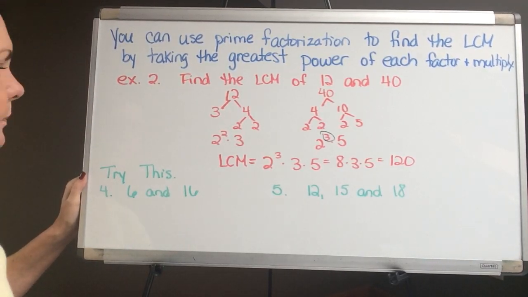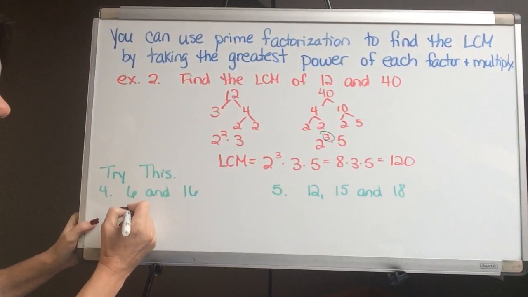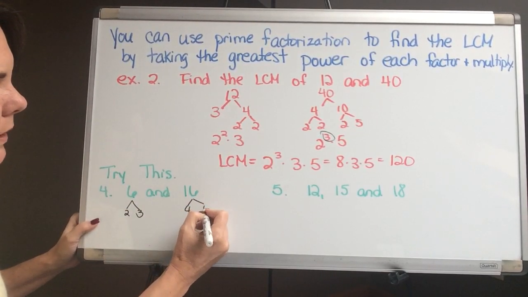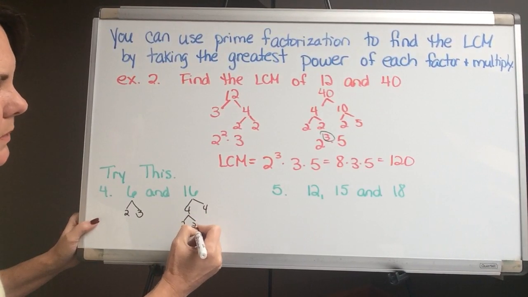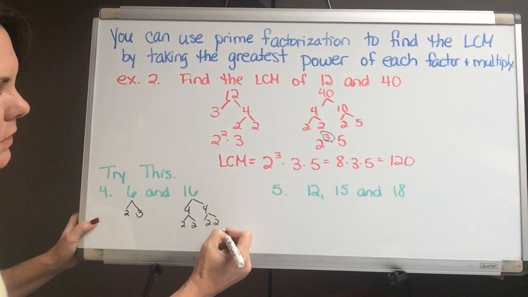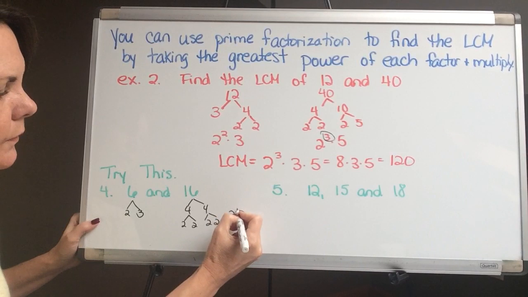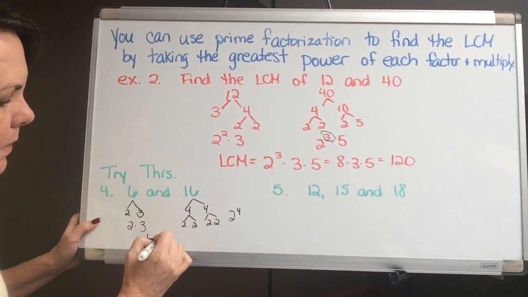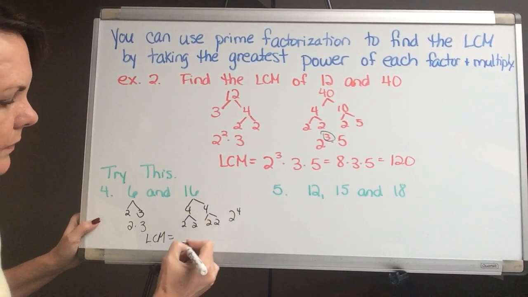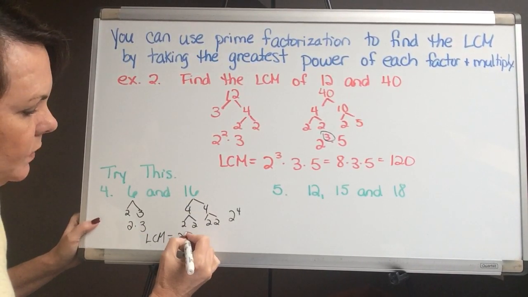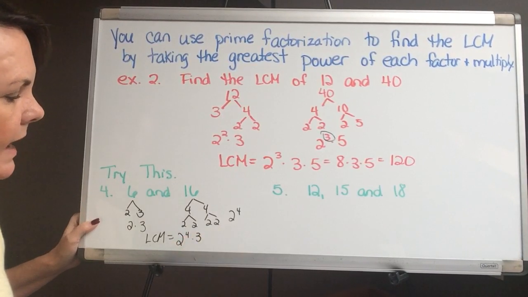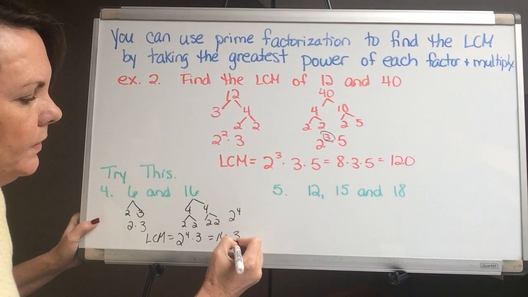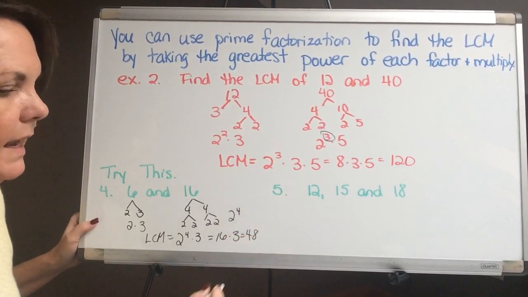So let's try a couple. 6 and 16. 6 is going to be 2 times 3. And 16 is going to be 4 times 4, which comes down to 2 times 2 and again 2 times 2. So this is going to give me 2 to the 4th power. And the 6 is going to give me 2 times 3. So my least common multiple, well, I have 2s, the greatest exponent is 4, times 3. And 2 to the 4th is 16, times 3 is 48.